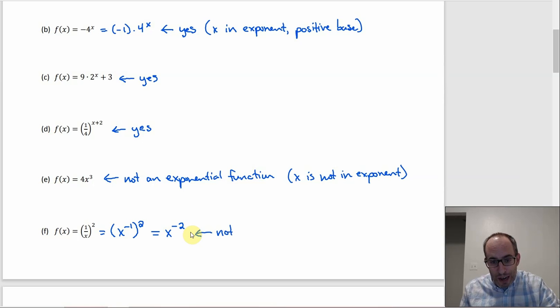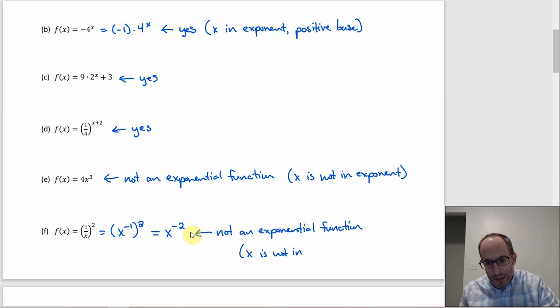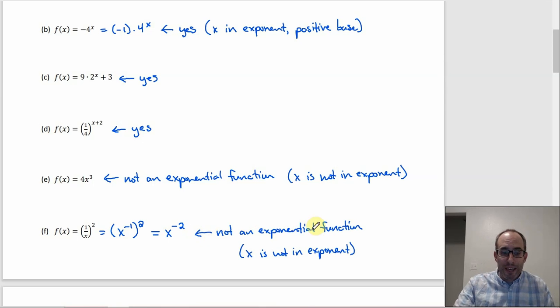So this is not an exponential function. And it's for the same reason because x is not in the exponent. So E and F, those are still functions. They're just not exponential functions.